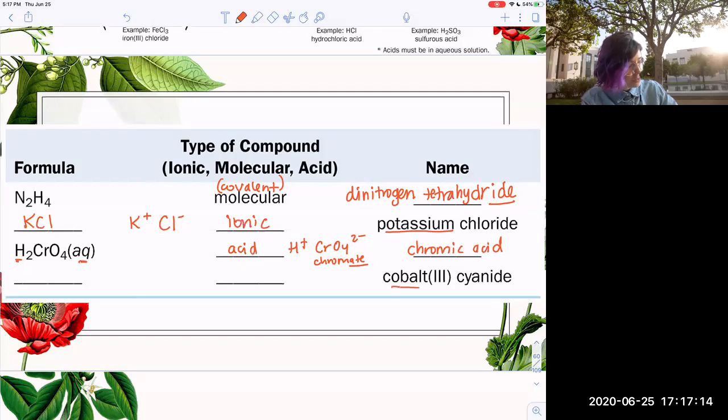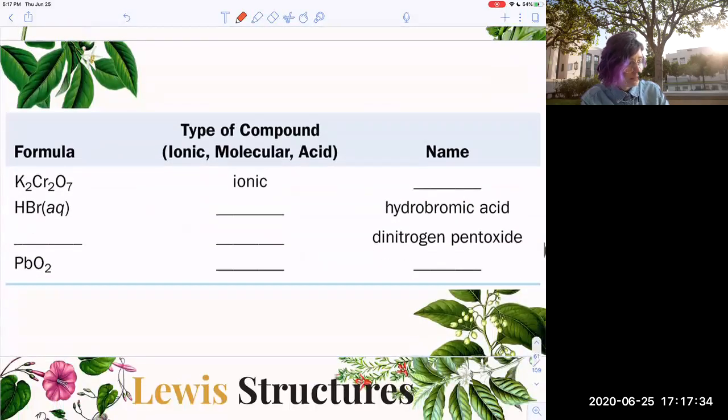And my last one, cobalt-3 cyanide. Well, that's a metal, so this thing is ionic. The cobalt has a charge of 3 because it's a 3 right here. There are not 3 cobalts. And then cyanide is a polyatomic, so I need 3 of them, so I have to put parentheses. There we go.